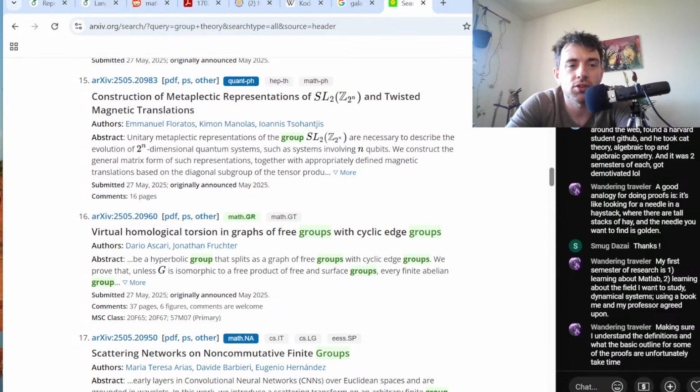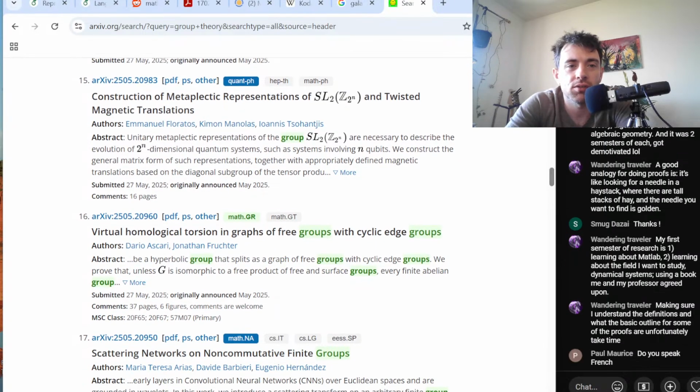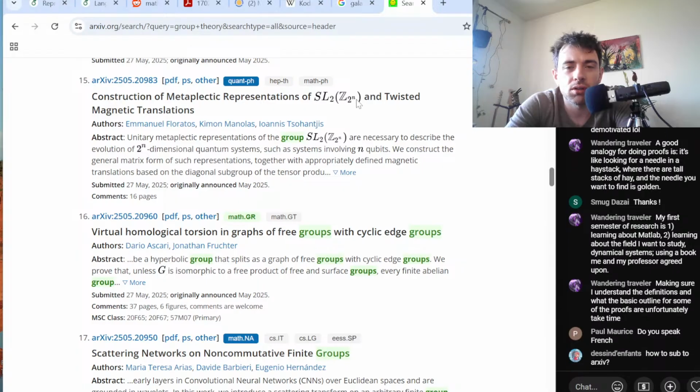Wow, what is this? This is a hell of a title. Constructions of metaplectic representations of SL2. Is that supposed to be over the ring of integers mod 2 to the n?